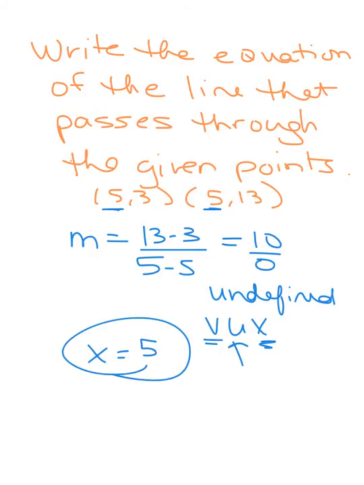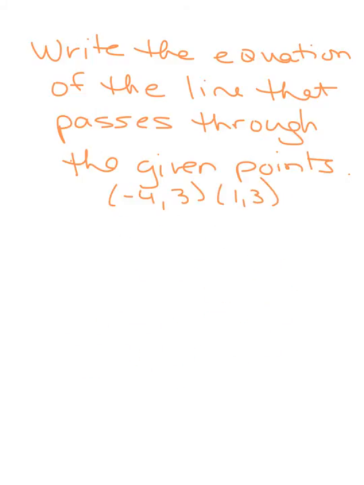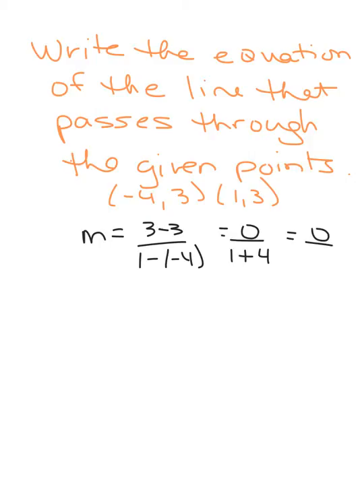It's a vertical line. We have one more problem like this where we're still writing the equation of the line that passes through the given points. Again, I notice that neither of them is the y-intercept. I'm first going to find the slope, so I have 3 minus 3 over 1 minus negative 4, which gives me 0 over 1 plus 4, so that's 0 over 5. Now 0 over 5 has a value of 0, so my slope is 0.